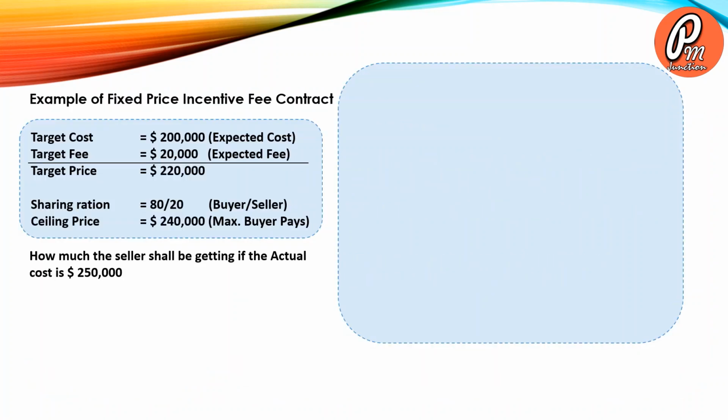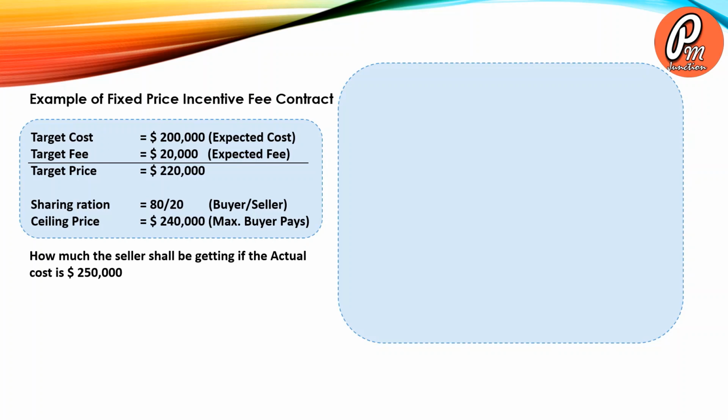Let us try to understand this through an example. The target cost is given as $200,000 and the target fee is set at $20,000. The total target price will be $220,000 while the sharing ratio is 80-20. 80 is for the buyer and 20 is for the seller, and the total ceiling price is $240,000. That is the maximum value the buyer will pay.